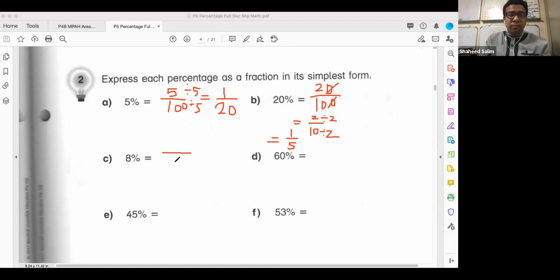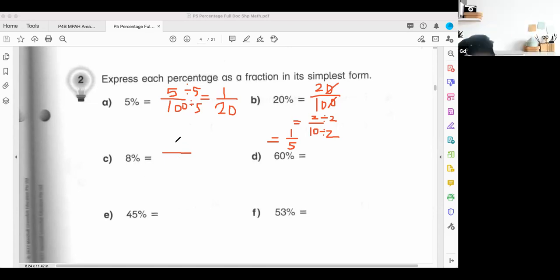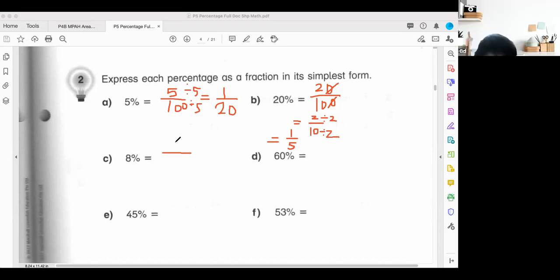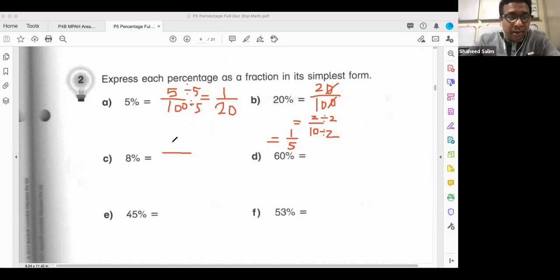Okay, Umaira, you tell me what's the fraction? What over what? Is C 4 out of 50? Well, you can still divide by another 2. Divide each by another 2. You divide 4 by 2, divide 50 by 2. I'm waiting for Umaira. Umaira, what number on top? Come on. Don't be shy. 8, good. Don't put question mark. Believe in yourself. What number below?